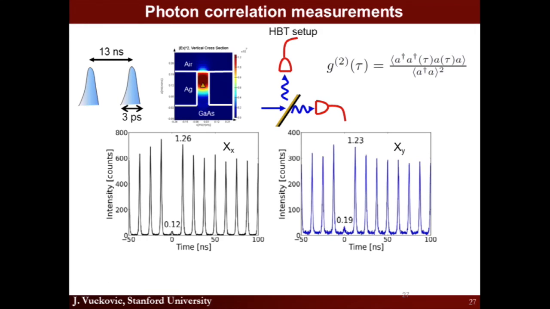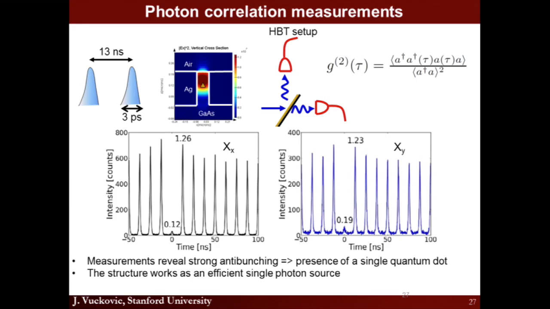To prove that we are really probing a single quantum dot here, again, the same indium arsenide, gallium arsenide quantum dot, we measure second-order photon correlation function for both excitonic polarizations. We see very strong anti-bunching, proof that it's indeed a single quantum dot.